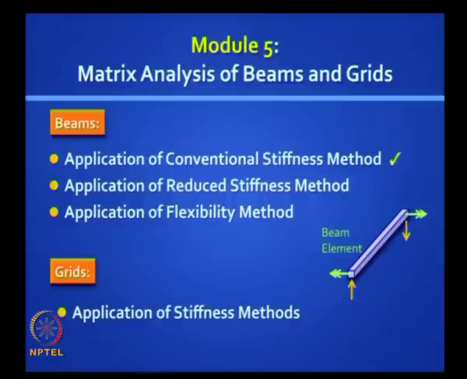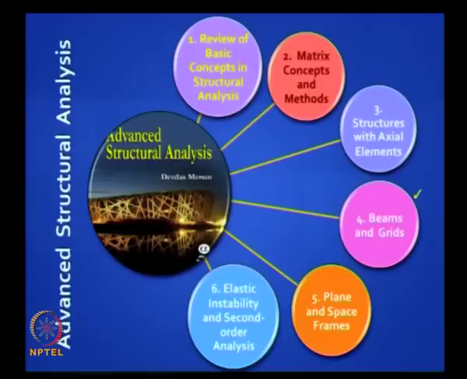The grid element is this element plus something extra. What is it? Torsion. That's right. So that's the grid element. The grid element is the beam element plus some torsion. We will look at this at the end of this module. This is covered in the section on beams and grids in the book on advanced structural analysis.